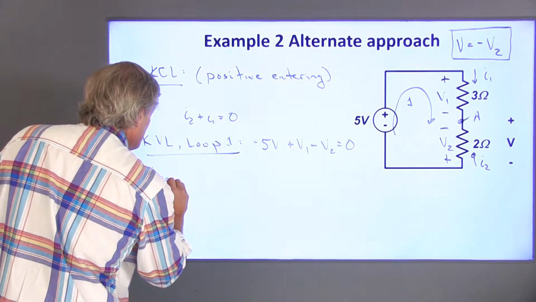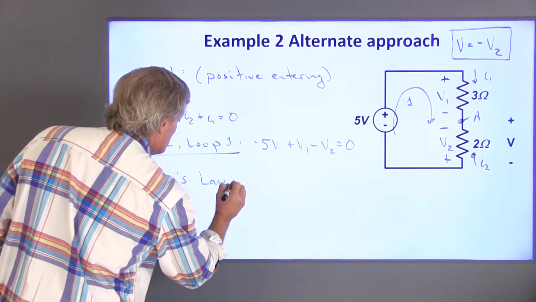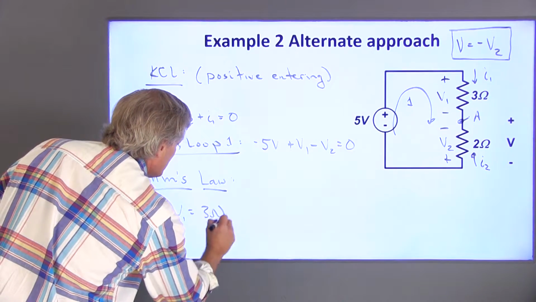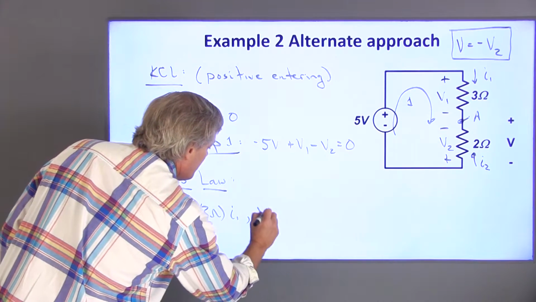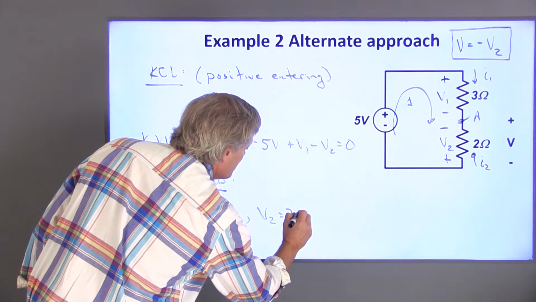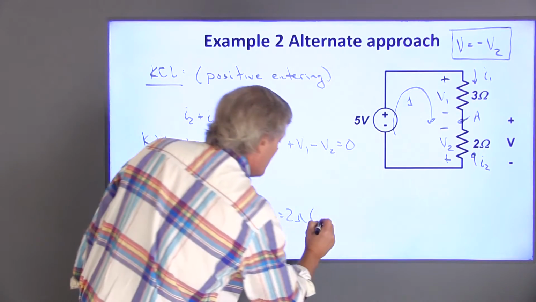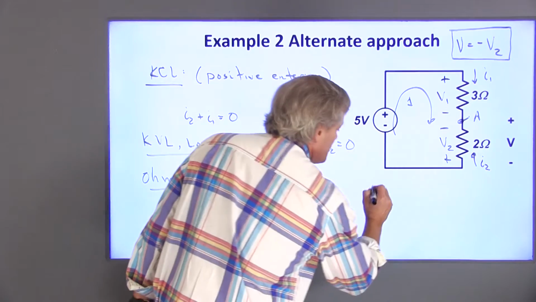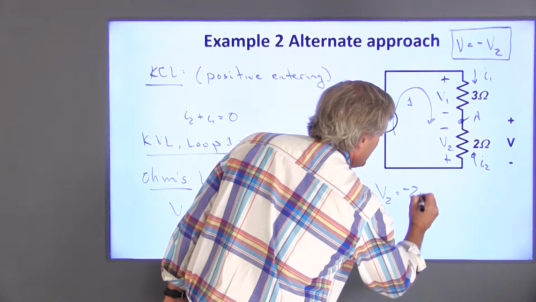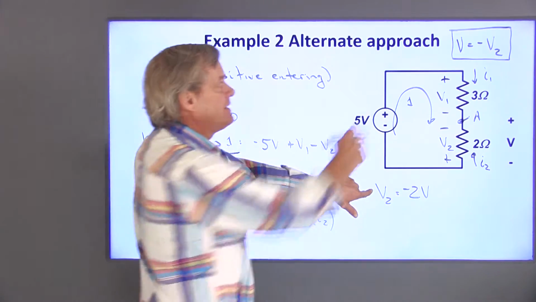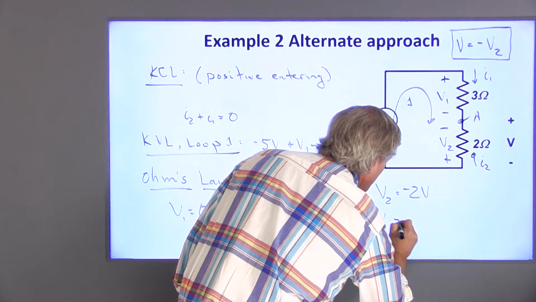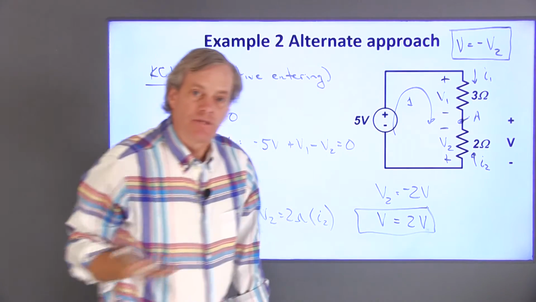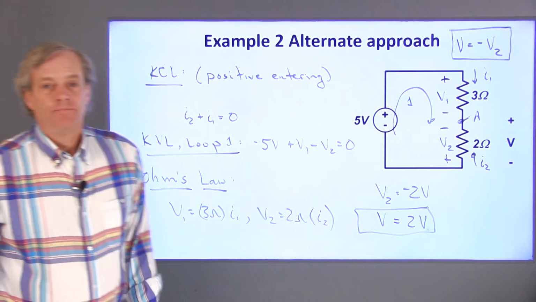Ohm's law tells me that V1 is equal to 3 ohms times I1, and V2 is 2 ohms times I2. If I solve these equations for V2, I get V2 is equal to negative 2 volts. But since V is the negative of V2, V is positive 2 volts, which is the same answer as I got before, which it needs to be.